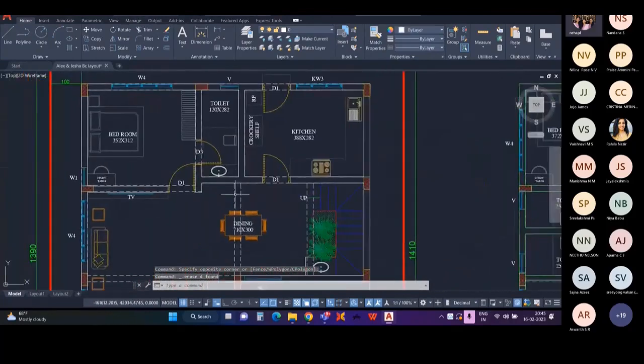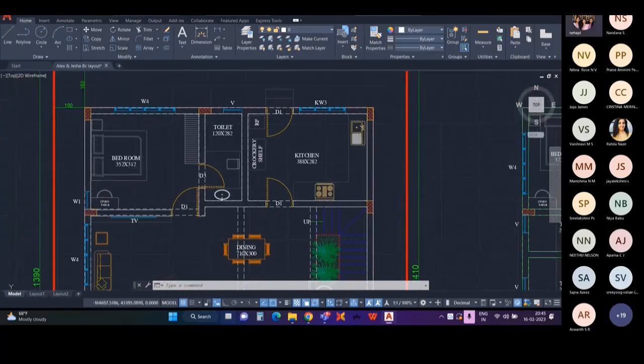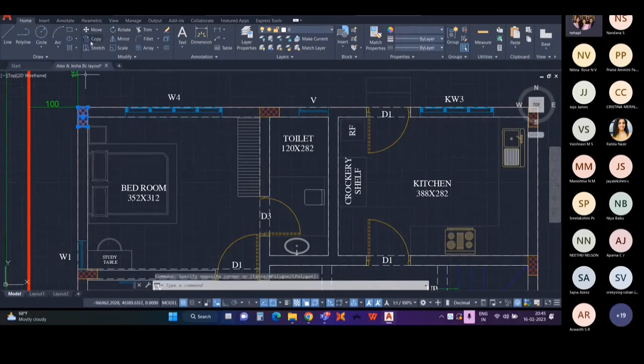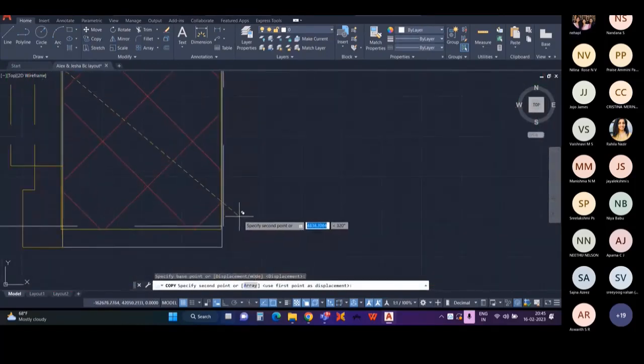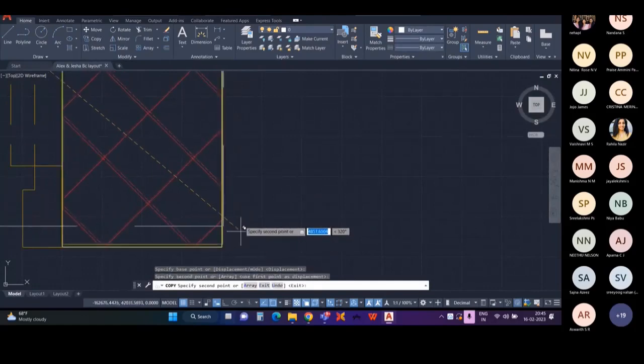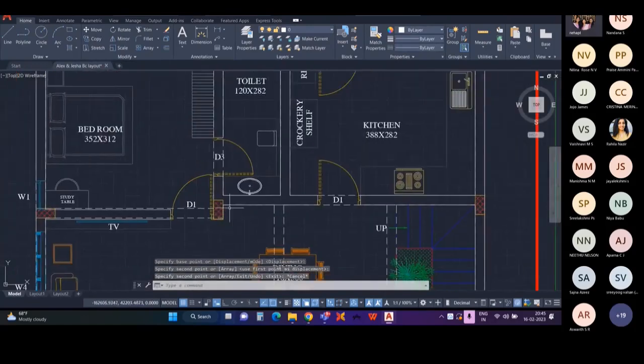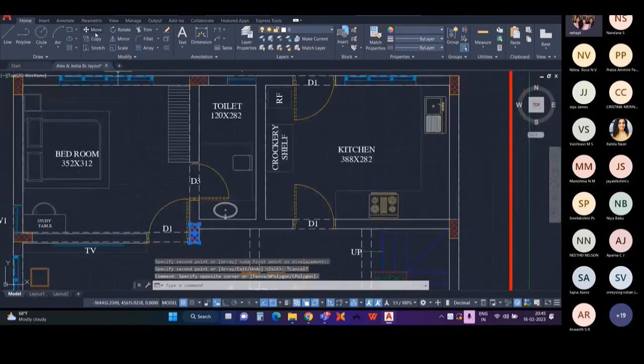So another way we can look here, there is a wall. So we can try keeping a column there. So we can copy a column here and keep it here. Now we can check whether it's okay for the first floor.